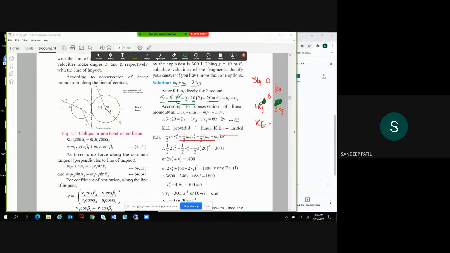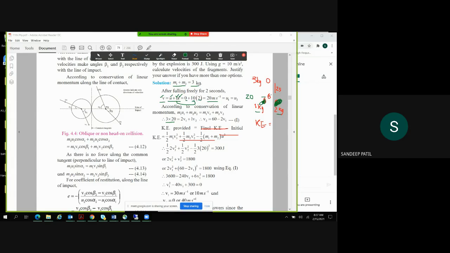20 meter per second. Now, according to conservation of linear momentum, we know the linear momentum equation: m1 u1 plus m2 u2 is equal to m1 v1 plus m2 v2. So what are the things here? We know 3 into 20, at this point the velocity was 20 meter per second. Now it has exploded into 2 parts. We do not know the velocity of both the particles.